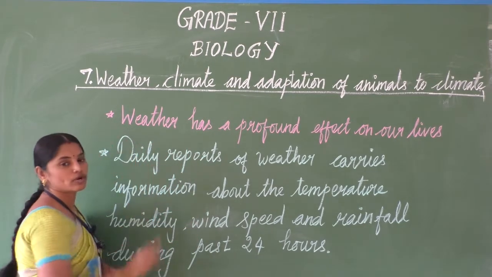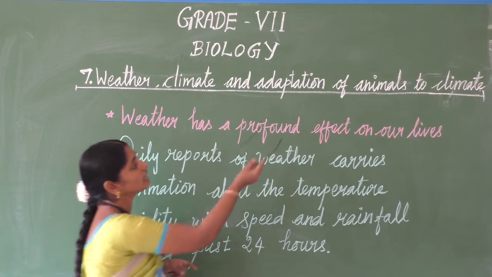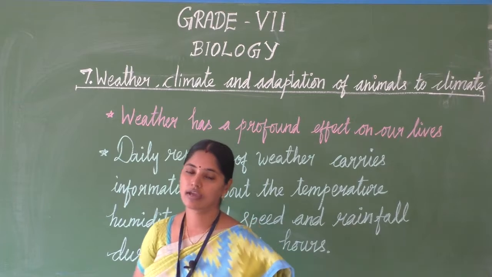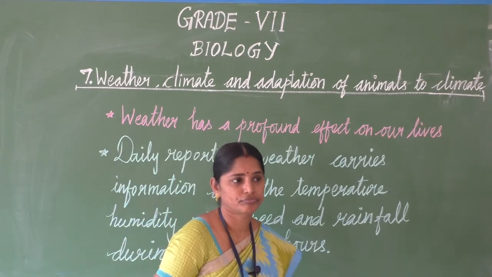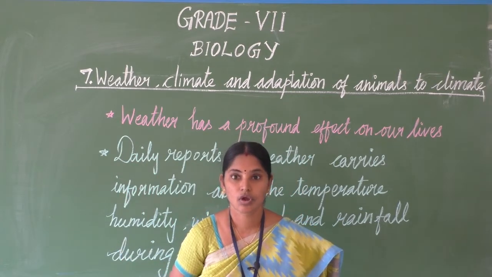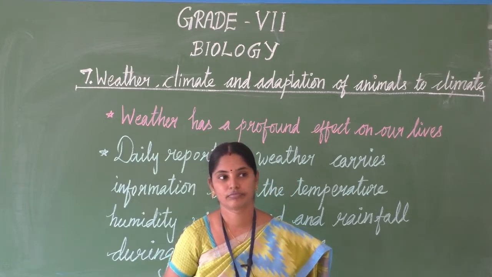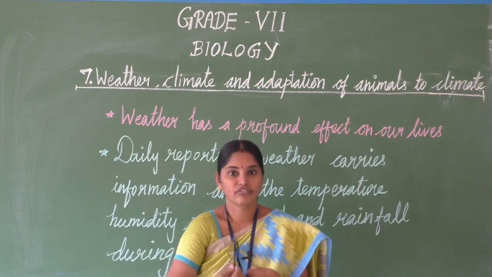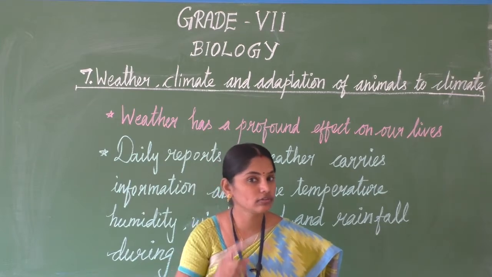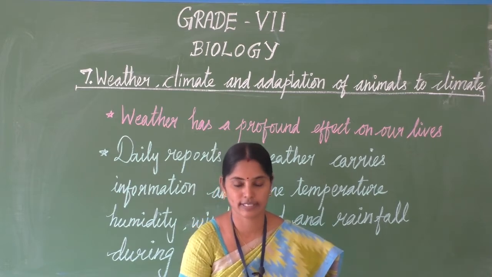Today we are going to see lesson 7, weather, climate and adaptation of animals to climate. Tell me one thing. If you planned a trip to a hill station, what are the things you may pack in your suitcase? You may need an umbrella, raincoat, sweaters, mufflers, isn't it? So these are definitely the things in your suitcase, isn't it?